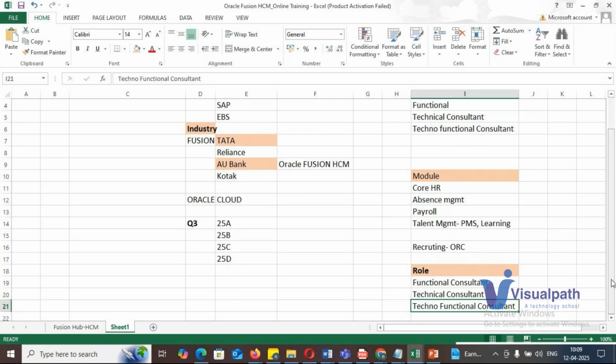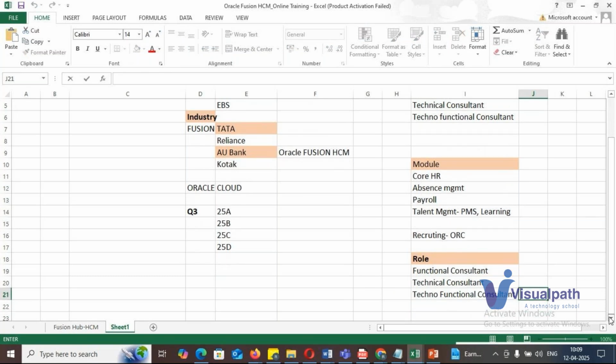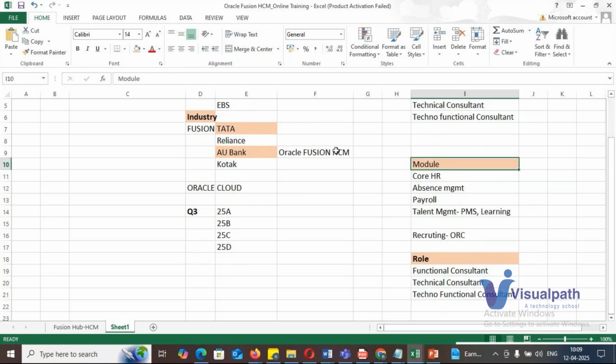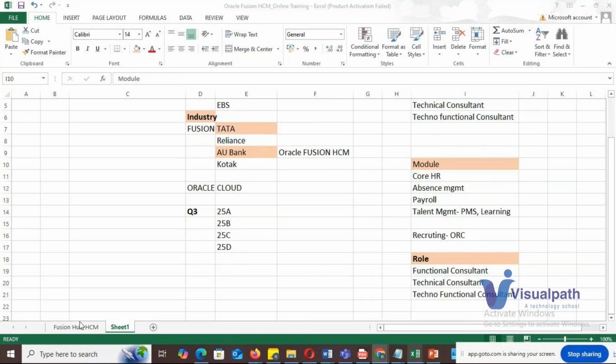Suppose you receive a ticket: how do you resolve it, what are the functions involved, how do you do the configuration, and how is the data validated? You have to do everything, and that would be the role. We'll cover these in the modules. I think I already shared this course content.